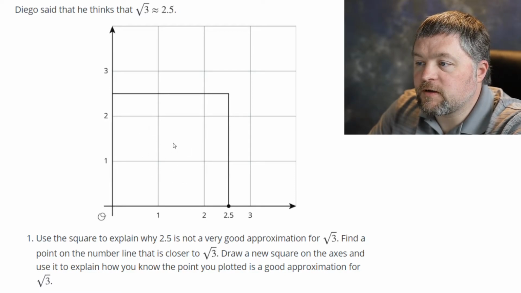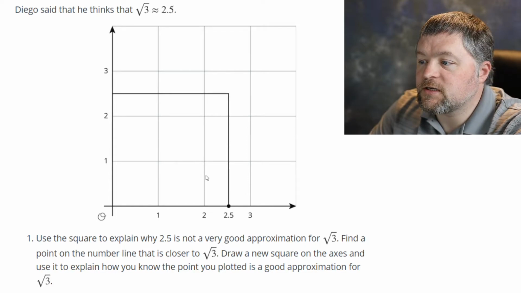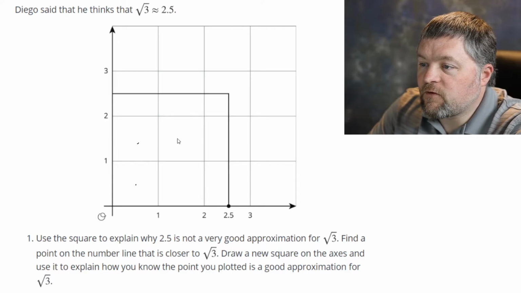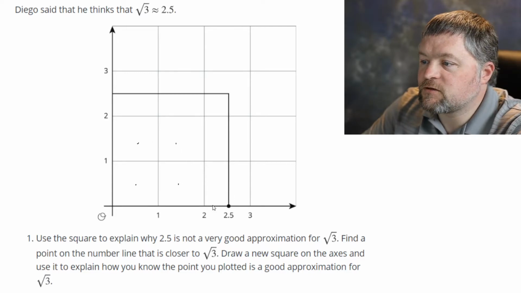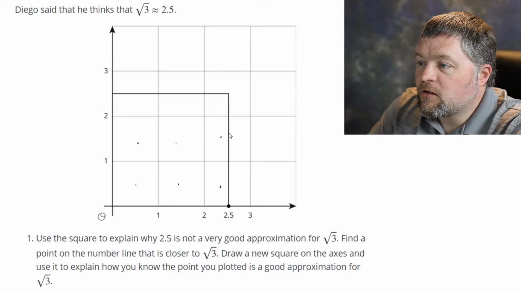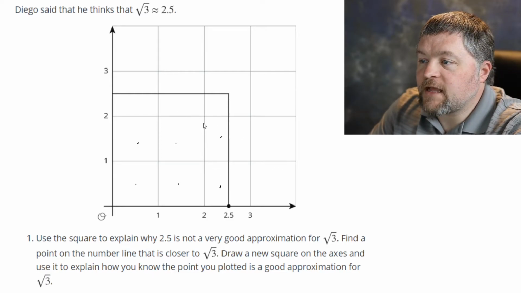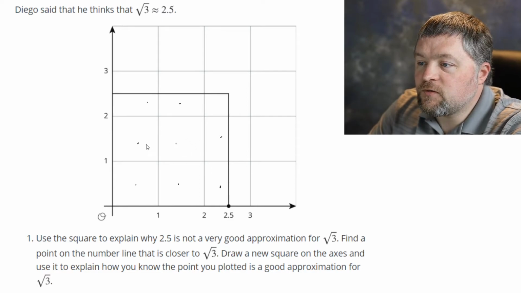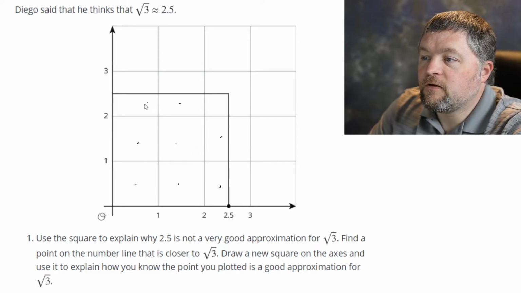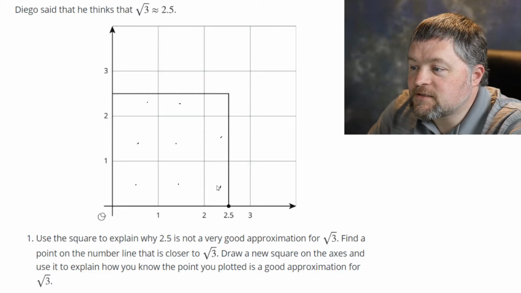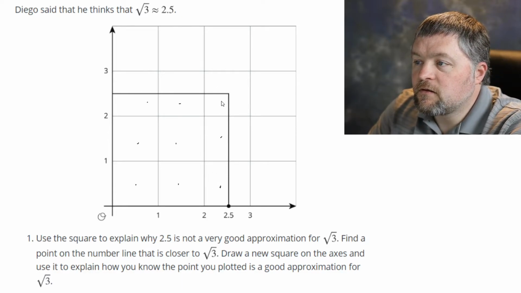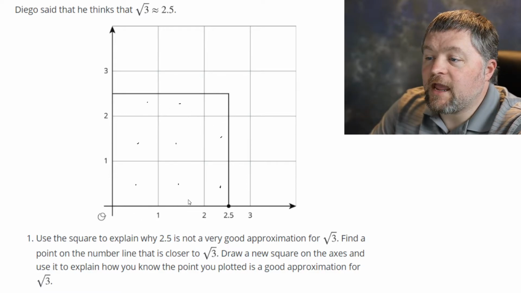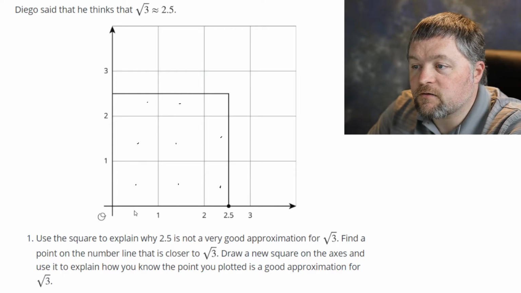1, 2, 3, 4. We have 4 full units in here. If this is 2.5, we have this full unit, this full unit, this full unit, this one. Those are both half a unit, so that's another one. Those are both half a unit. So we have 1, 2, 3, 4, 5, 6. And this one here, which would be 1/4. So the area of this square is 6 1/4.